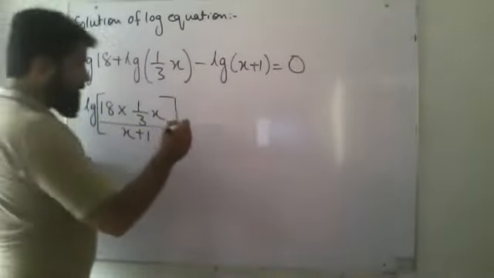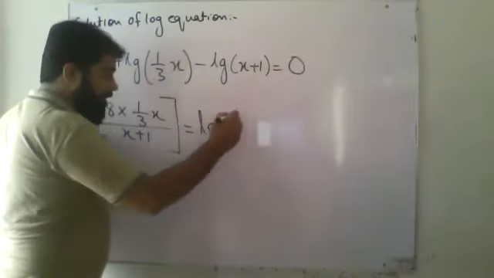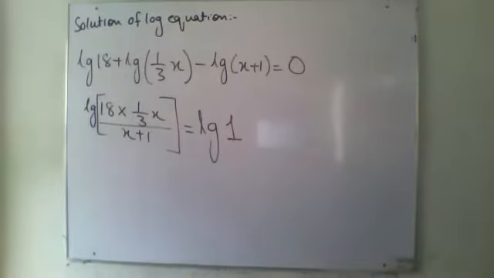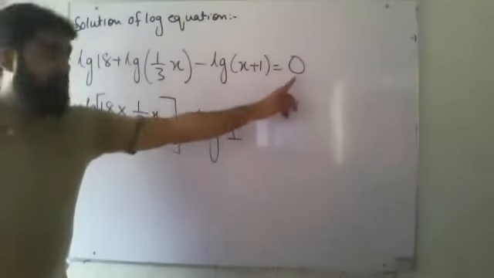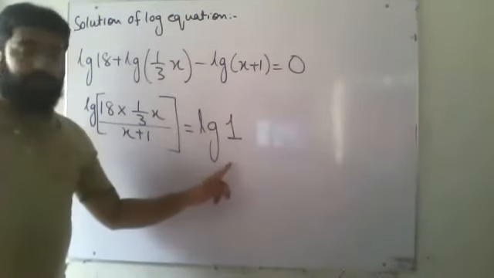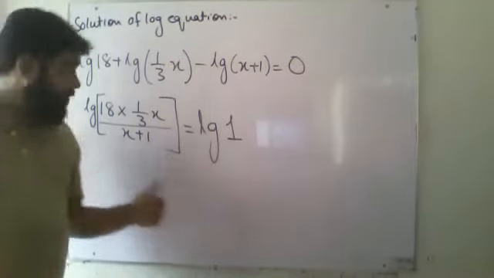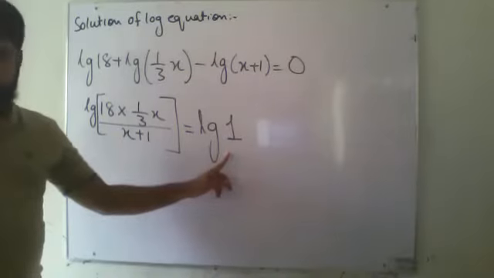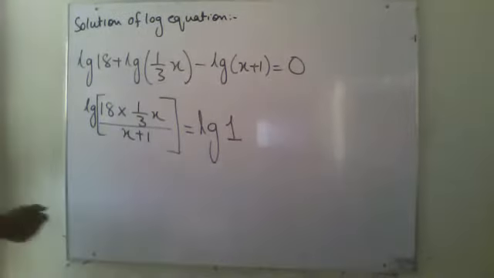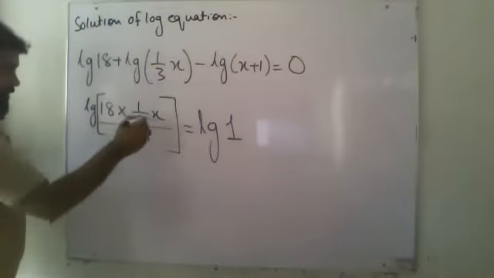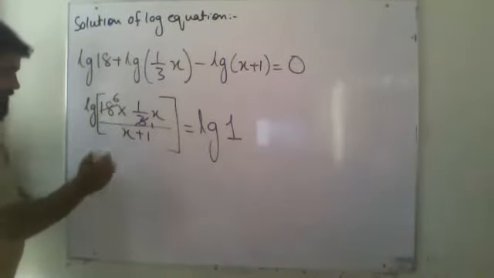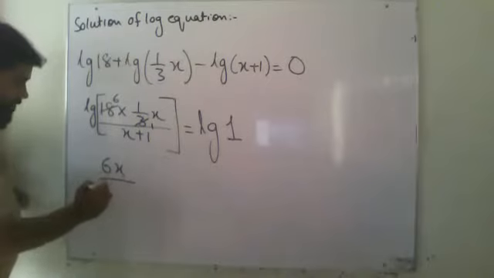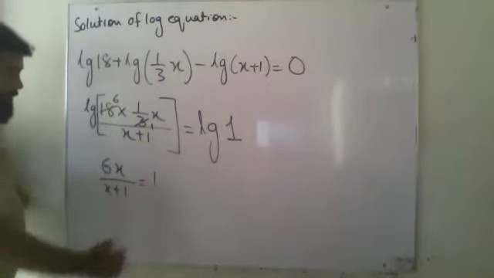I know that if any log is written with 1, my result will always be equal to 0. So this 0 can be written as lg 1. If it were ln here, then I would have written ln 1. After this, lg and lg will be removed. 3 ones are 3, 3 twos are 6. So I will have 6x over x plus 1 equals 1.